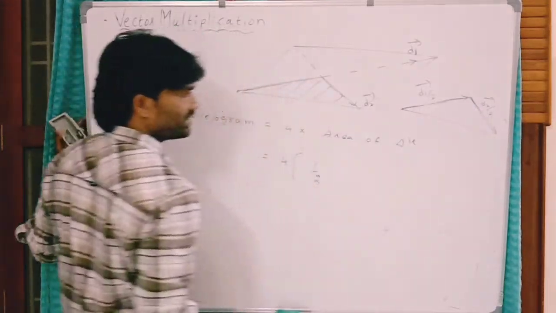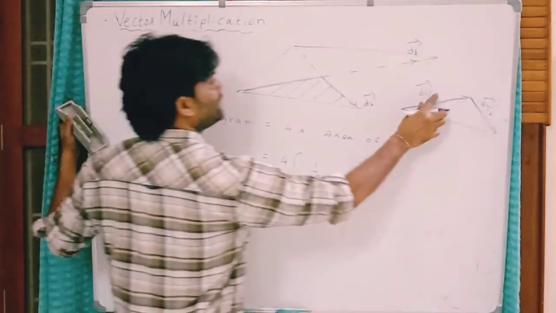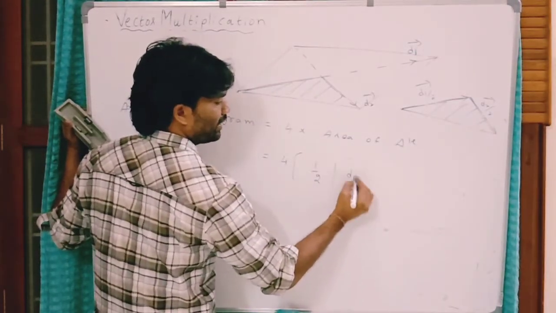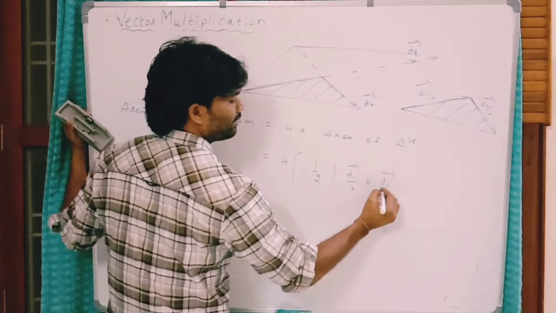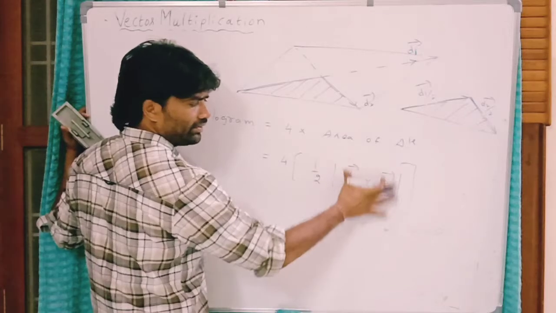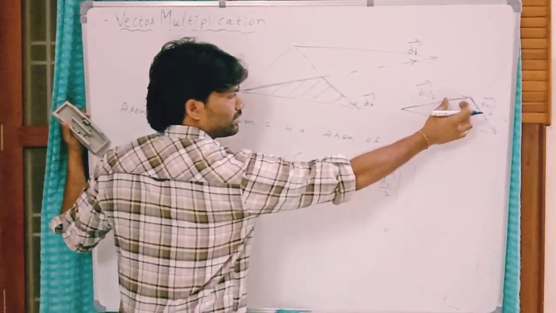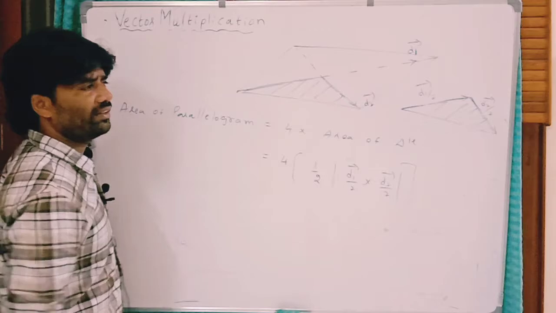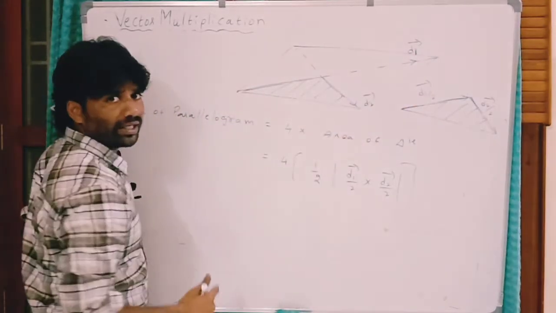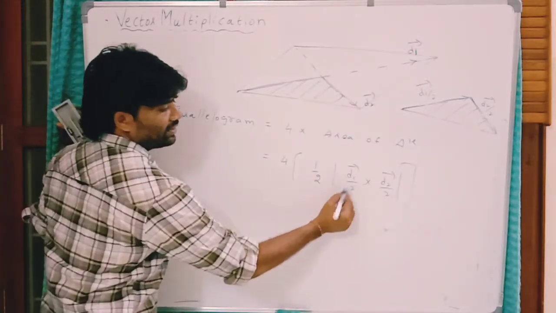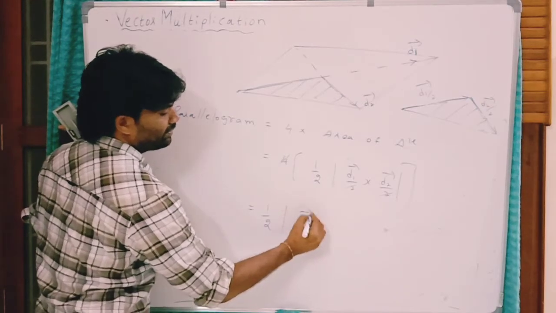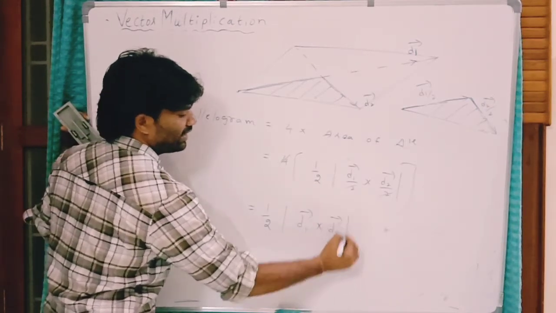Now these are the 2 adjacent sides. Then the cross product of these 2 gives what? The area of this. That is d1 by 2 cross d2 by 2. So half of the magnitude of the cross product of 2 vectors gives the area of this triangle. Multiplying by 4 gives the total area of the parallelogram. I think you understood. This 4 and 4 cancel, so it gives half of the magnitude of the cross product of the diagonals.